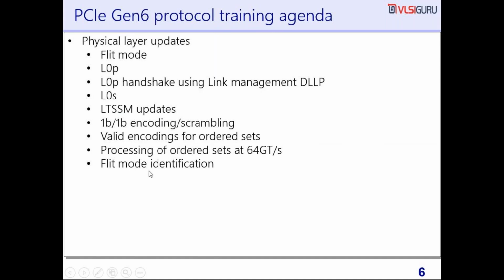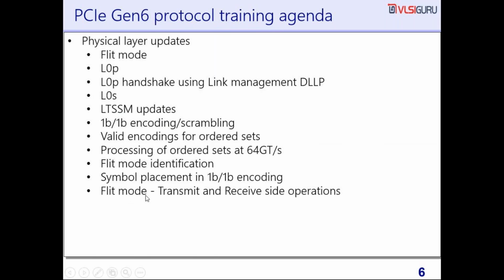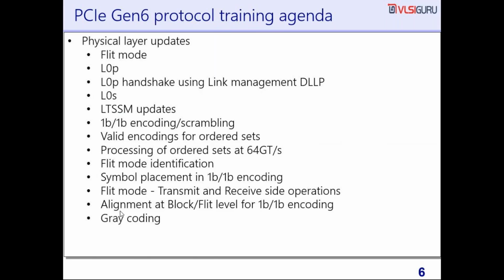Then we'll also understand the concept of Flit mode identification. Then when we move to 1b/1b encoding, how the symbols are placed on the different lanes. Then we'll talk about Flit mode transmit and receive side operations. We'll also understand how the alignment happens at block and Flit level for 1b/1b encoding. Alignment means how the receiver identifies that a block is starting, that Flit mode is starting. So how does that alignment happen, we'll understand. It goes through various phases: unaligned phase, aligned phase, locked phase. We'll understand all those things.